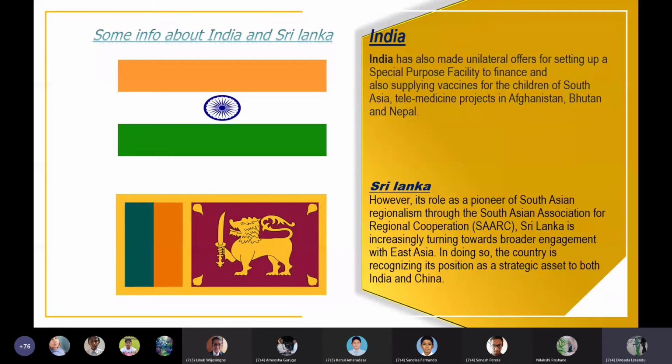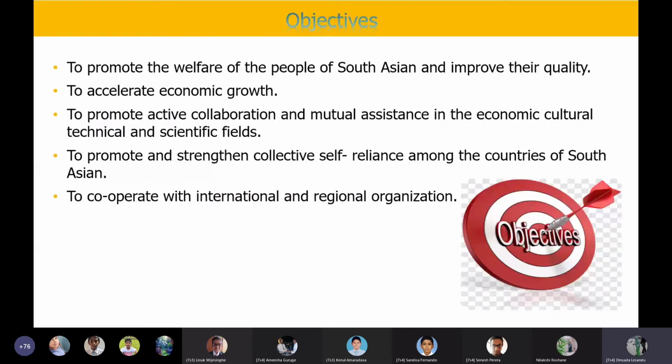Objectives. The objectives of SAARC include promotion of socio-economic development within SAARC countries and developing a productive relationship with regional and international organizations. These objectives can be categorized as follows: to promote the welfare of the people of South Asia and improve their quality of life, to accelerate economic growth, to promote active collaboration and mutual assistance in economic, cultural, technical and scientific fields, to promote and strengthen collective self-reliance among the countries of South Asia, and to cooperate with international and regional organizations.